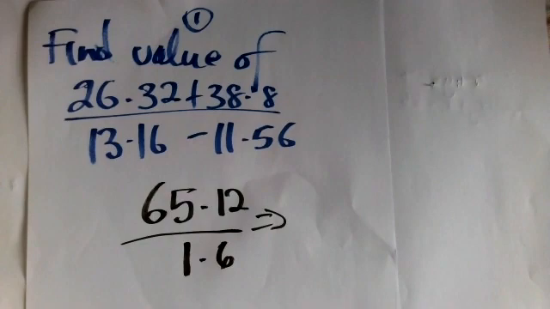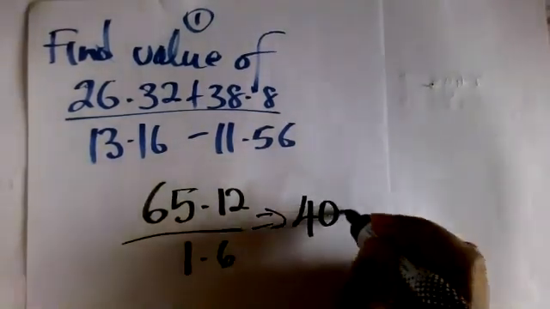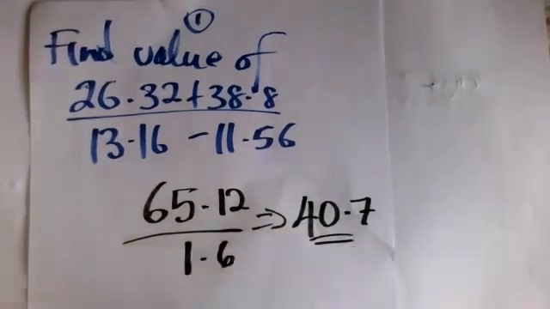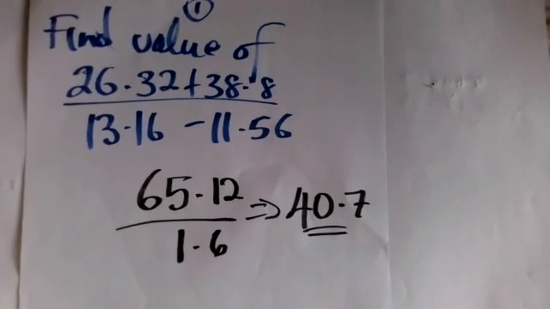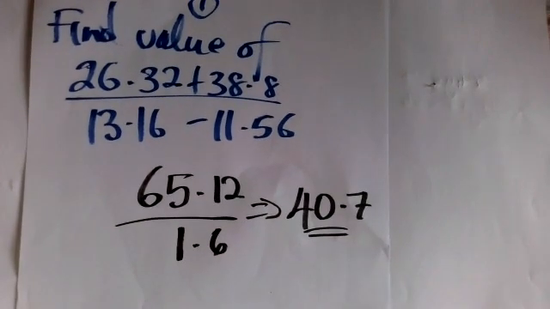2 easy marks. I didn't do a fraction because I did an entire live for almost 2 hours on fractions. So that is equal to 40.7.